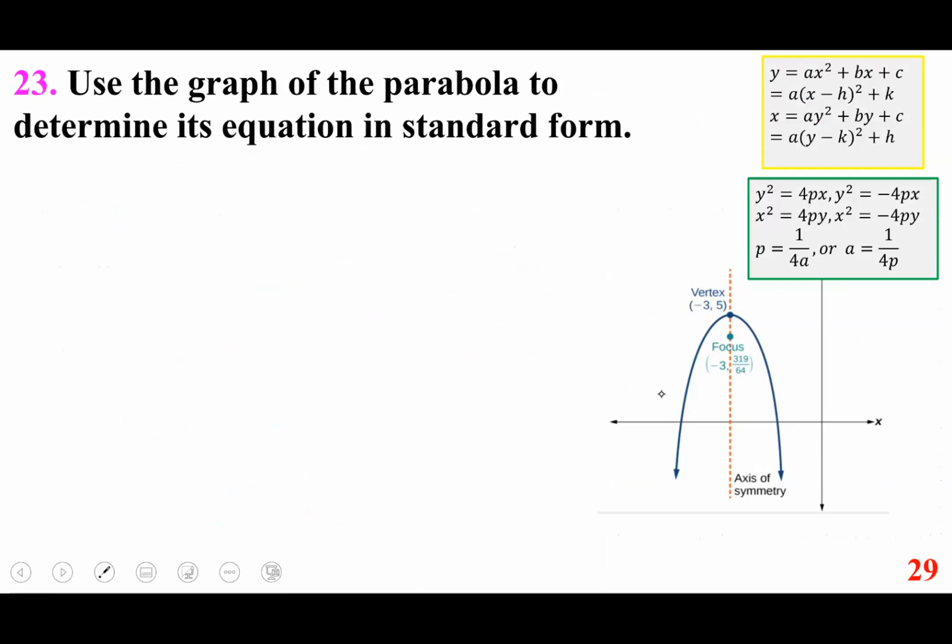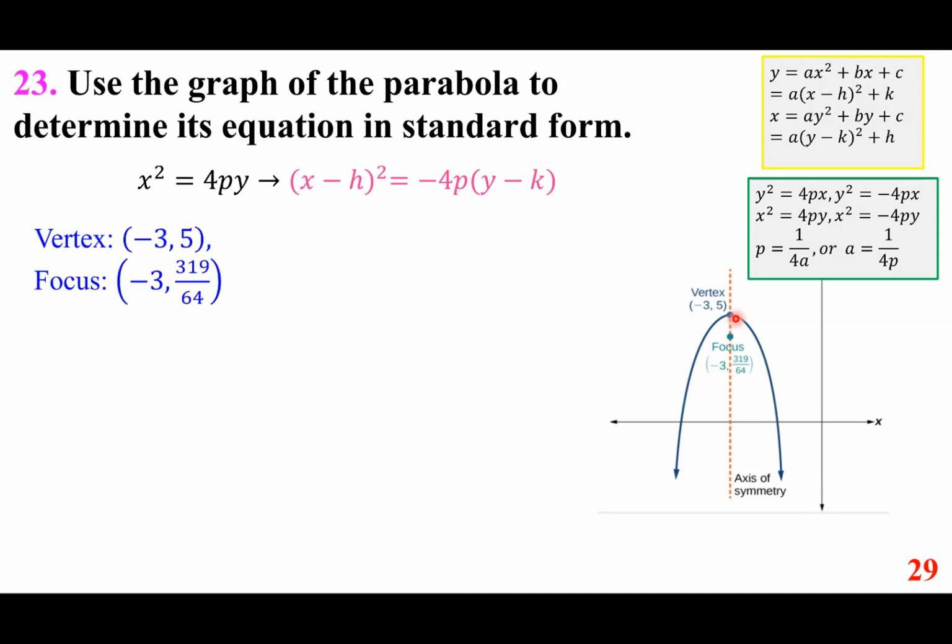We want to use the graph to determine the equation in standard form, and I want to quickly go over that 2 different ways. So first and foremost, if you want to go this route, we notice that it opens down. That means x must have degree 2. If it opens up or down, x must have degree 2. So therefore, we are going to go with x squared equals 4py, or x minus h squared is minus 4p times y minus k. I want to show you both ways. The very first thing, the vertex is located at negative 3, 5. And the focus is located at negative 3, 319 over 64.